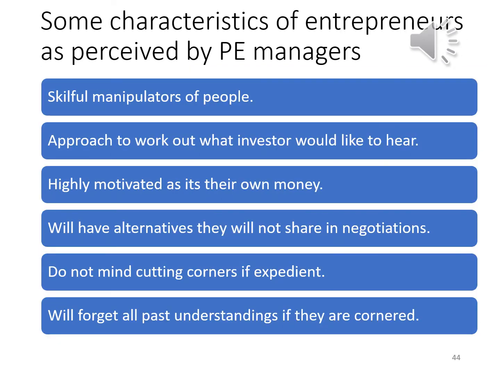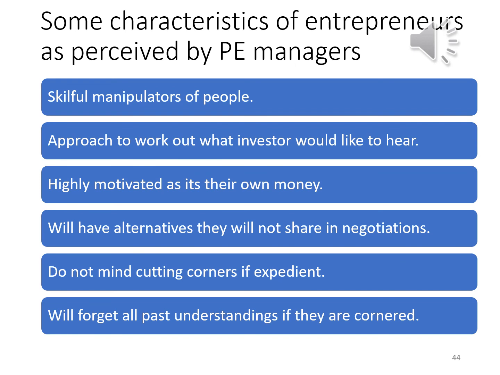If you're a private equity fund manager, you are going to be negotiating and dealing with entrepreneurs, and these are some of the characteristics that most entrepreneurs have in common. Firstly, they're good manipulators of people, because an entrepreneur, in order to build up his business, needs to use other people. So they tend to be very good at making people do what they want. They're also clever, and they will try and work out what the investor would like to hear as a negotiating tactic, and then tell them what they would like to hear.